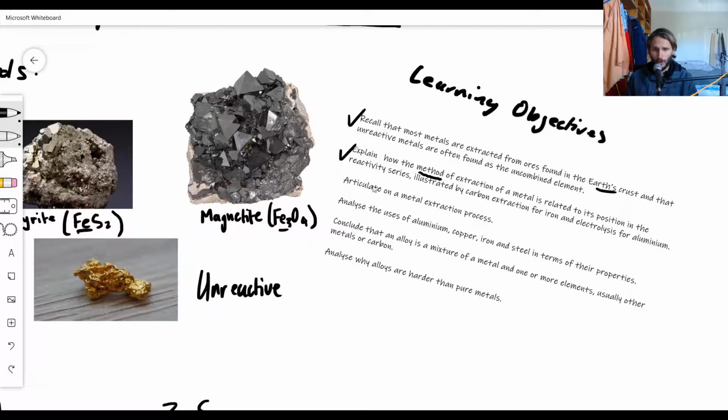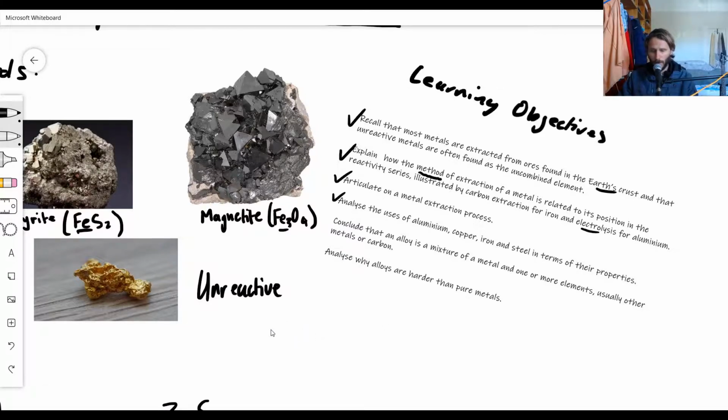I'm going to show you a big old furnace, which is like a big oven, and how they use these techniques in this oven to extract iron. We're also going to talk about electrolysis again, and articulate a metal extraction process. Again, this is to do with iron, and then we're going to talk about the uses of aluminium, copper, and iron and steel in terms of their properties.